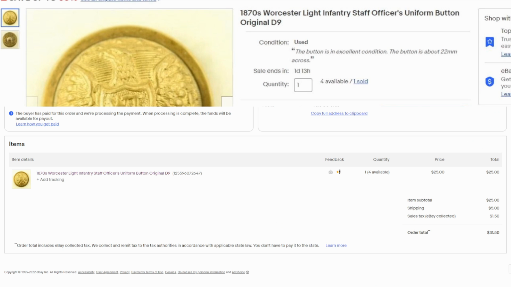Now, if you go to the Orders tab in your hub, you're going to go down to the item that you want to look at and just literally click on the Purchase Details option on the little drop-down menu. And this is basically what you're going to see. So the item itself sold for $25. I charged the buyer $5 for shipping.